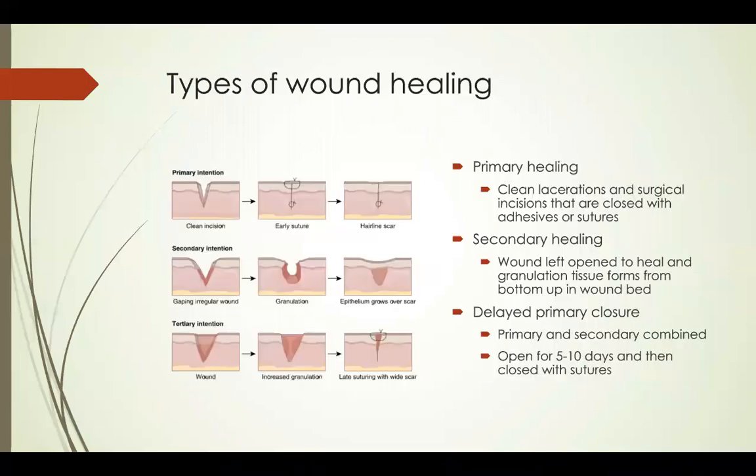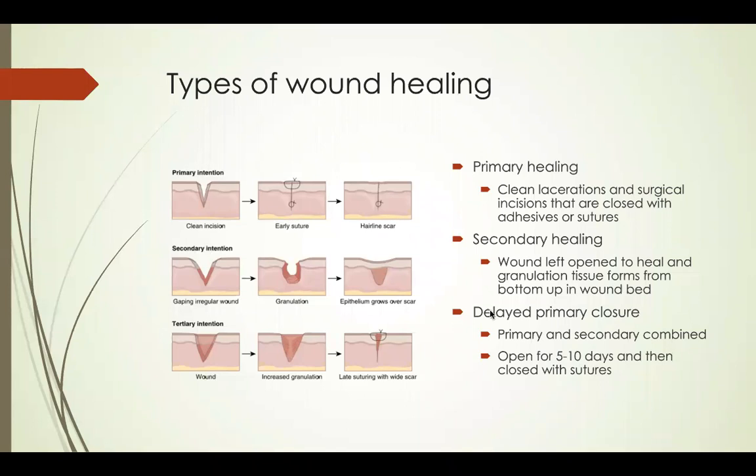Types of wound healing. This is important. You should know your different types. First you have primary healing. That's when there are clean lacerations or a surgical incision, and we close it with adhesives or sutures. The doctors pinch it tight. You can see in these pictures primary intention: a nice, clean, straight incision. They put in a suture, maybe Dermabond or surgical glue or staples, but the doctor is closing it together. It's a clean incision.